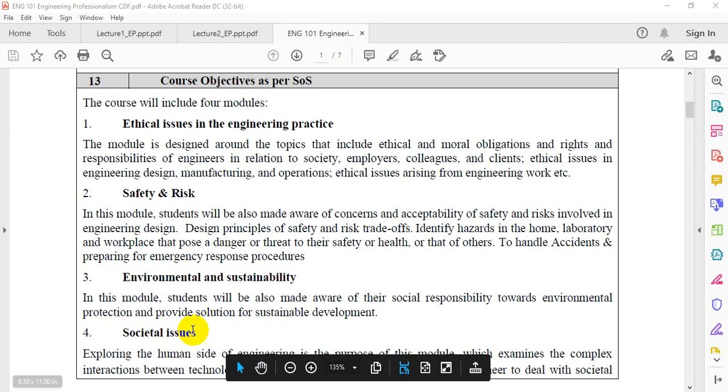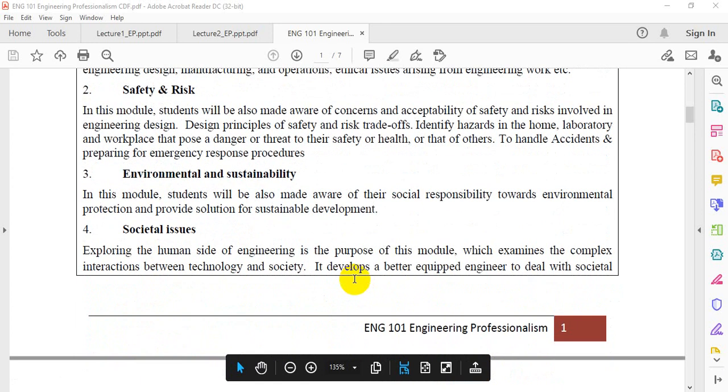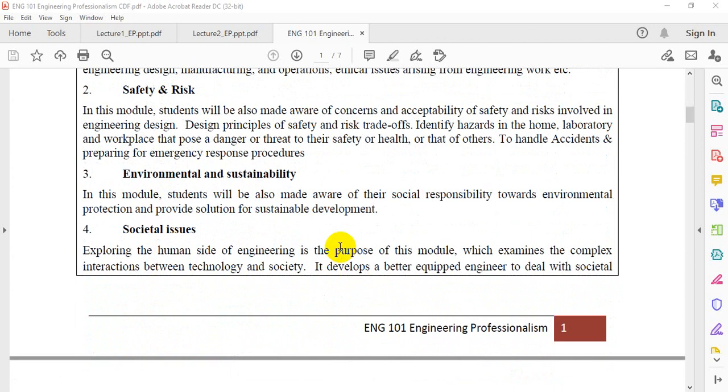Then the societal issues: what kind of issues are there in society that engineers can solve? What is your role in society when a mishap comes, such as an earthquake or a pandemic like we just had recently last year? What is the role of an engineer? How can engineers help society overcome these pandemics and come out as a successful person? So the engineers help in these conditions.